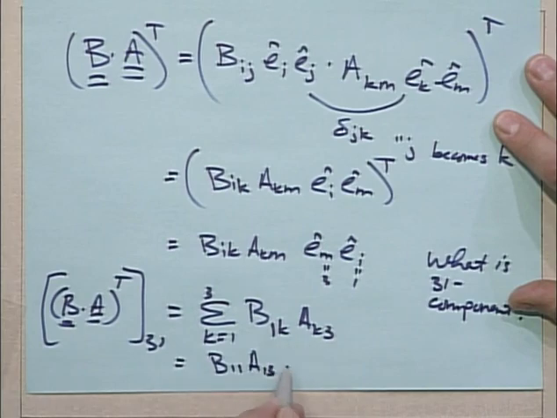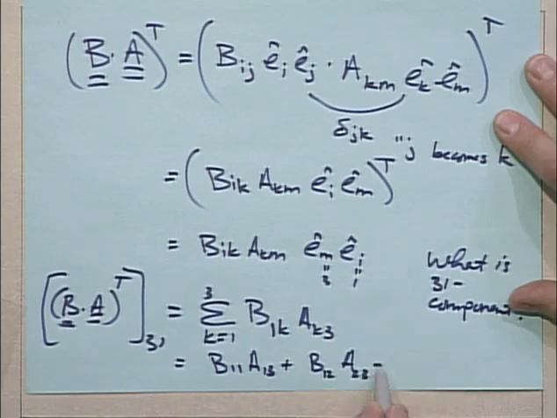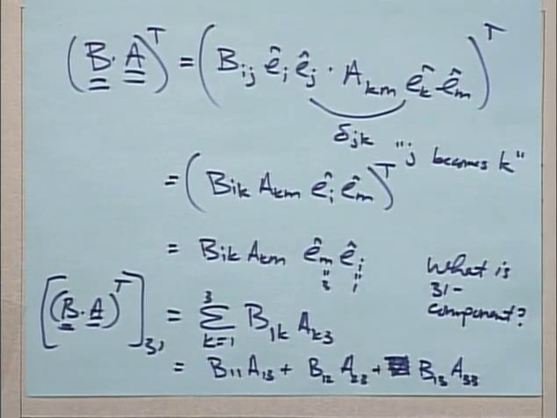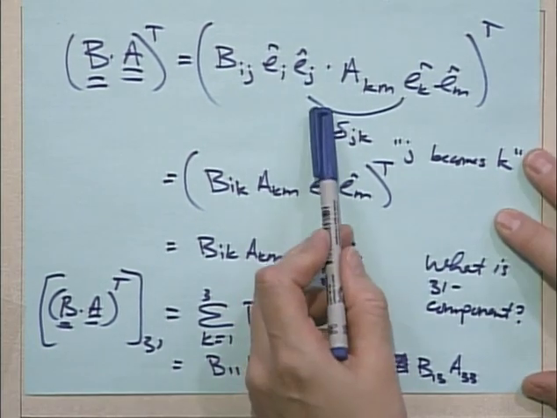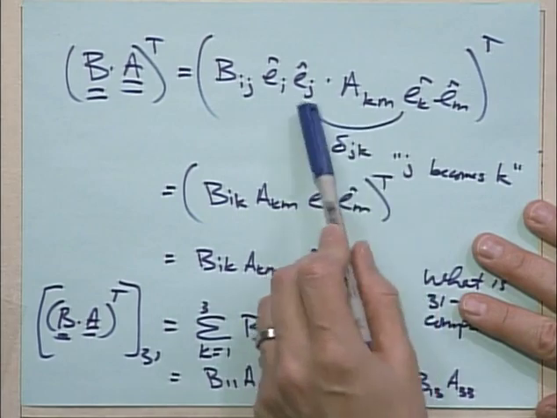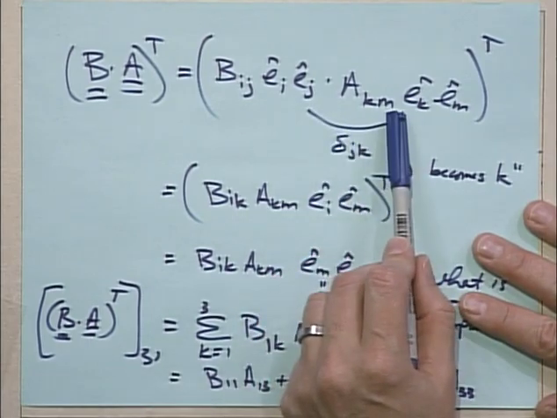So that was K equals 1. Then B_12 A_23, that's K equals 2. B_13 A_33, that's K equals 3. You just have to let the technique do the work. So the technique was to write it out in Einstein notation and to do the dot product.